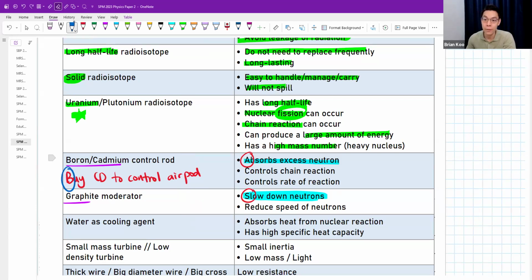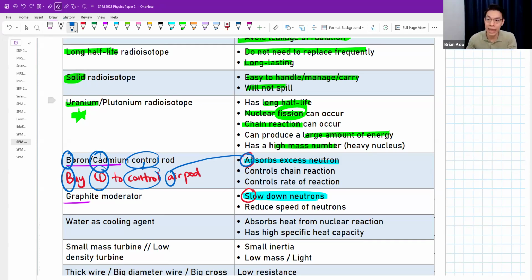but B stands for boron. CD is the symbol for cadmium. Control is control rod. The letter A is to tell you to absorb. Because people always mix up which one absorbs and which one slows down. Which one is boron? Is it control rod or is it moderator?